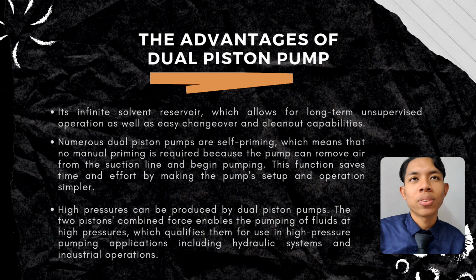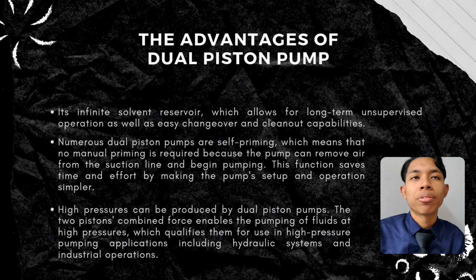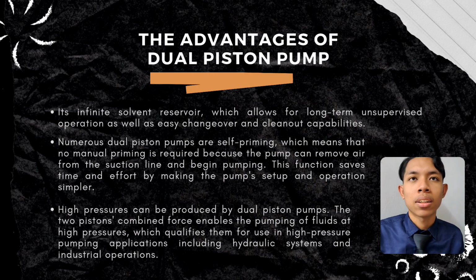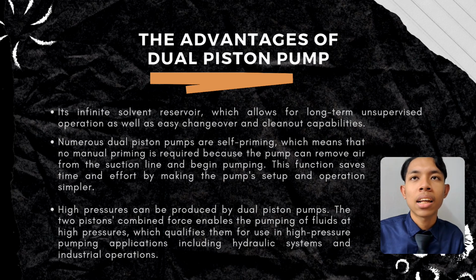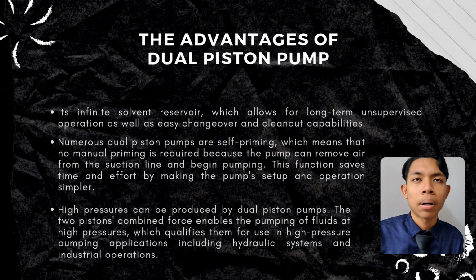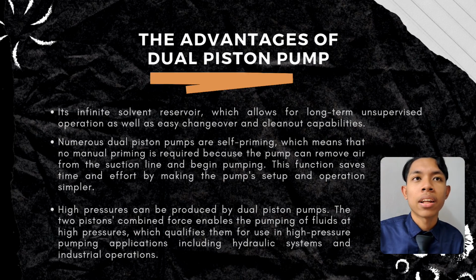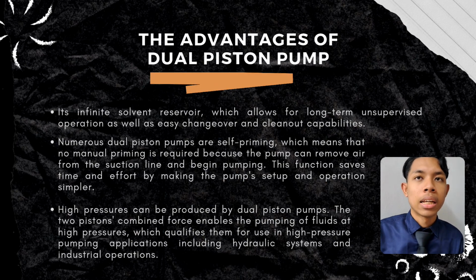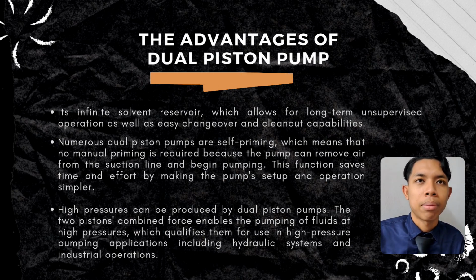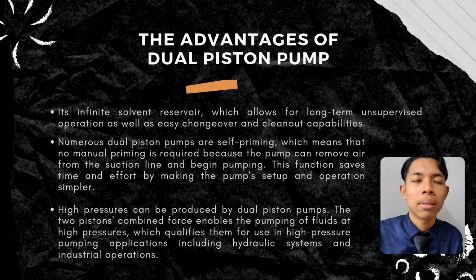Okay, next we move to the advantages of dual piston pump. So first, it is infinite solvent reservoir, which allows for long-term unsupervised operation, as well as easy changeover and cleanup capabilities. Second is numerous dual piston pumps are self-priming, which means that no manual priming is required because the pump can remove air from the suction line and begin pumping. This function saves time and effort by making the pump setup and operation simpler.